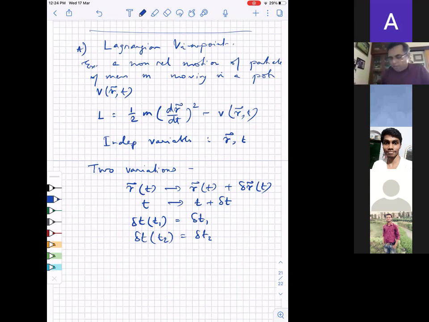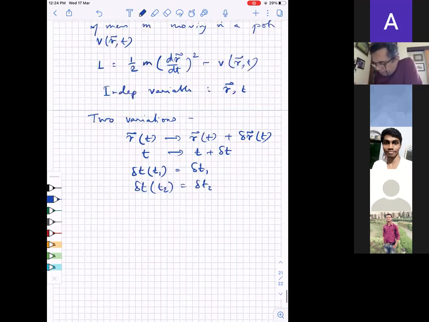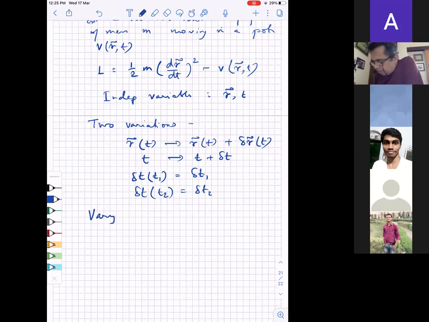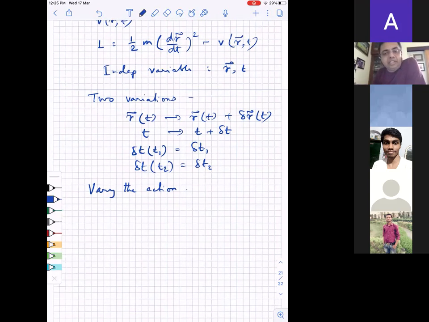Now you vary the action, and when you vary the action, you'll get your equations of motion. This is actually a homework, although a very easy homework because we've done it many times, but you have to do it exactly in the way I'm giving it. So you vary the action. It's a trivial homework, but you still have to do it. One variation is the variation of delta R, the other variation is the variation of delta T.